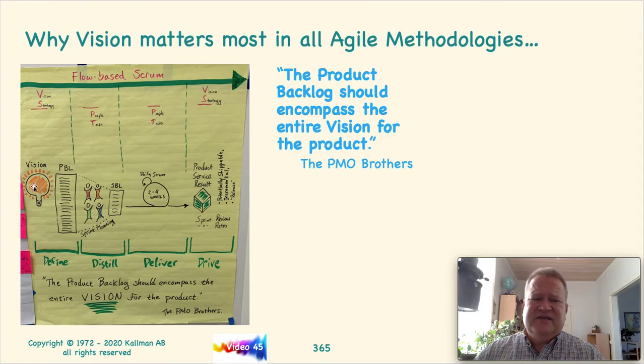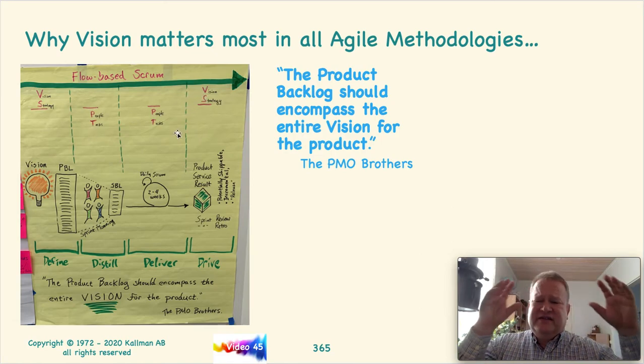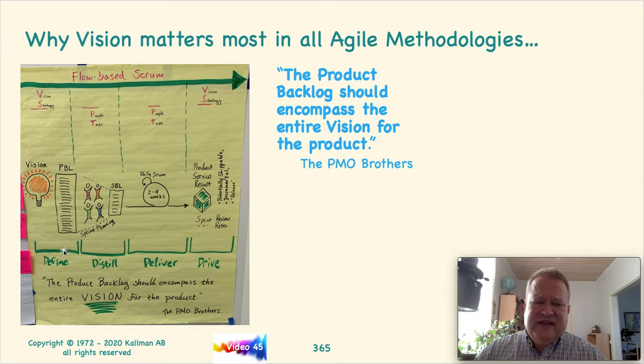And this is another picture that I used, that I drew this one, where you've got the vision. And I like to put the vision there big and visible. Here I've separated the vision, strategy, and the people and tasks this way using VSPT. It just makes it easier to understand the top half of the sandwich. And then the define, distill, deliver, and drive parts of that as the base of the sandwich. And again, the product backlog should encompass the entire vision for the product.